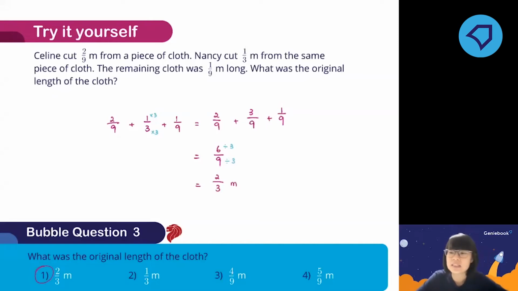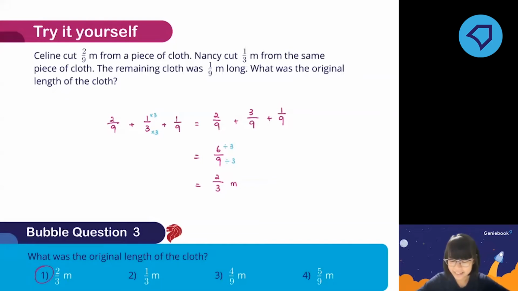All right, you need to do it slowly. Make sure you add all of them together. Make sure you make the denominators the same and only add the numerators together. Okay, then after that you simplify. Any questions so far? Everybody okay? Can follow?